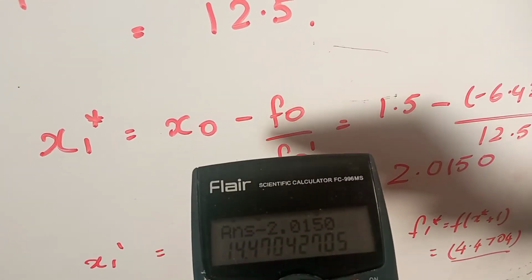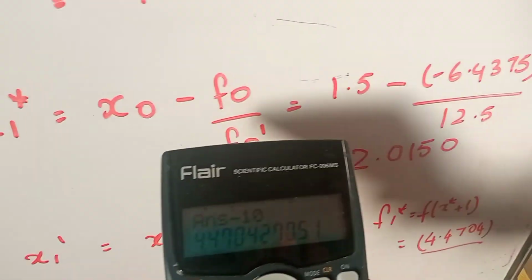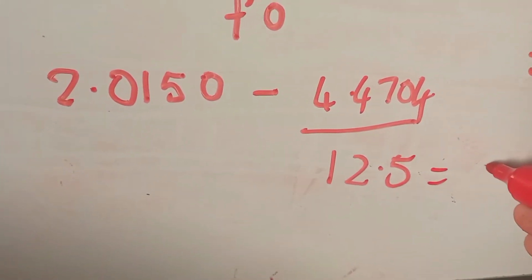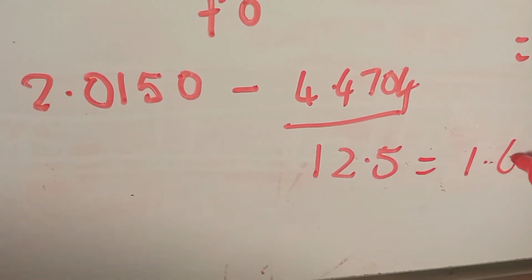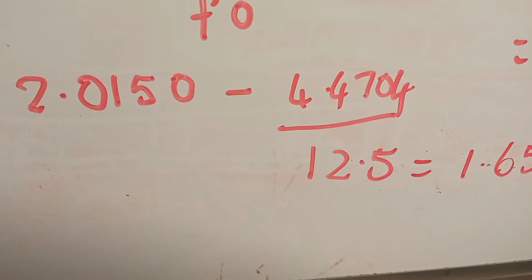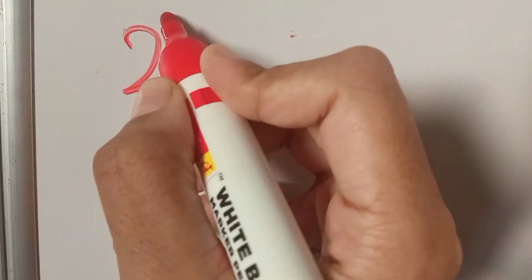As I have written f of x star plus 1, that is just like xk plus 1 from the formula, but it is f of x star. Don't get confused and add up plus 1 over there. So here we got the answer as 1.6574. This completes the first iteration.